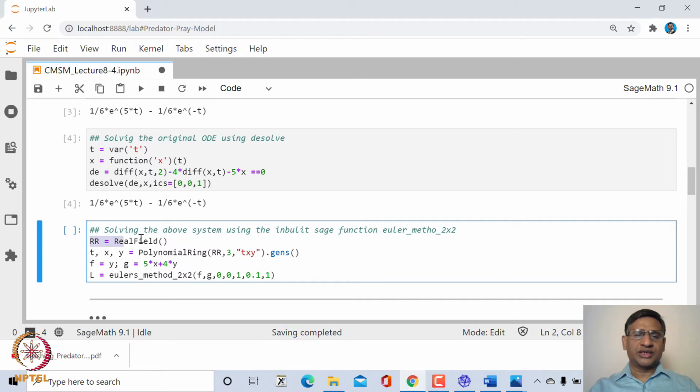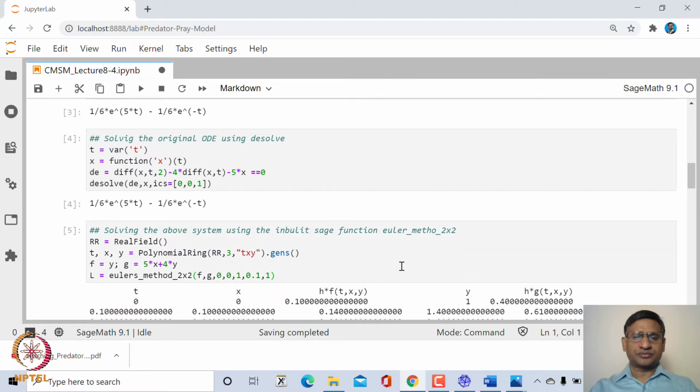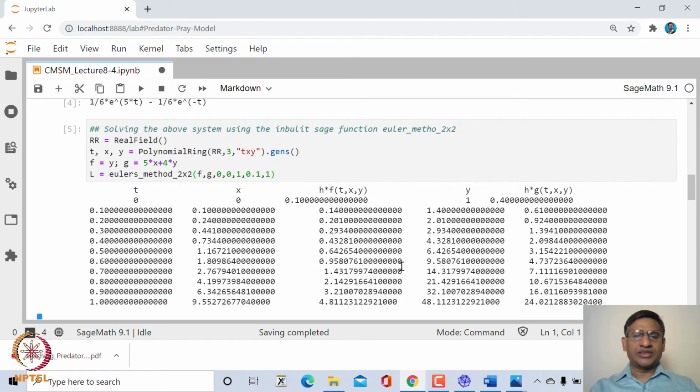First you declare this field, a real field, and then declare x, t, x, y as variables. So these are polynomials over polynomial rings, and the generators will give you t, x, y, and then define the function f, and then let us apply this method Euler_method_2_2cross2, and when we apply this is what we get.